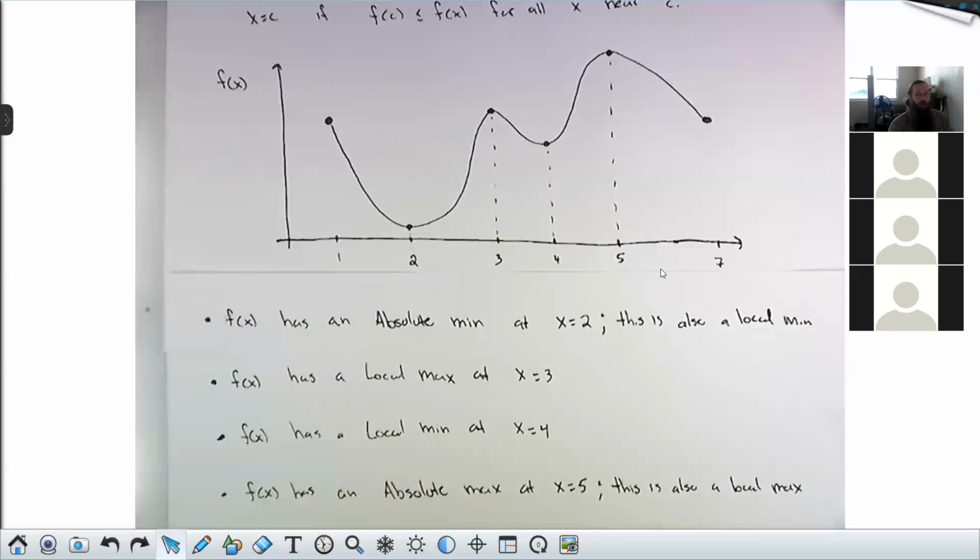So these are local and global, or absolute and local extrema. This is the absolute min. It's also a local min. This is just a local max. This is just a local min. This is the absolute max, and it also happens to be a local max.